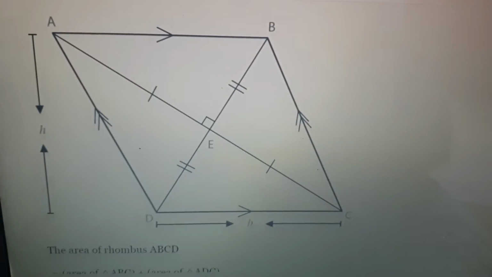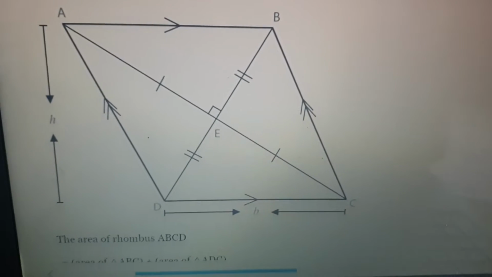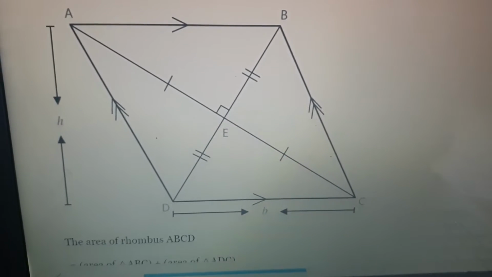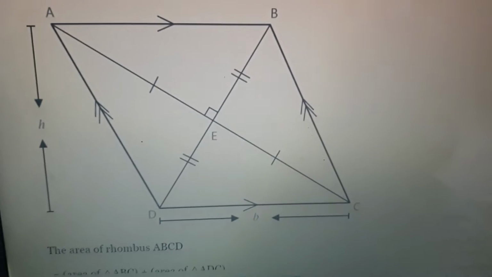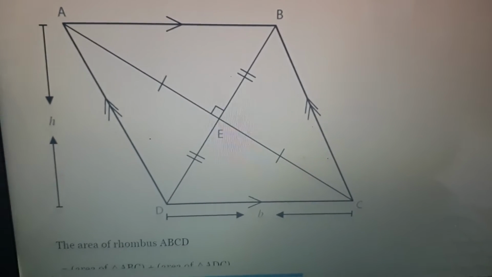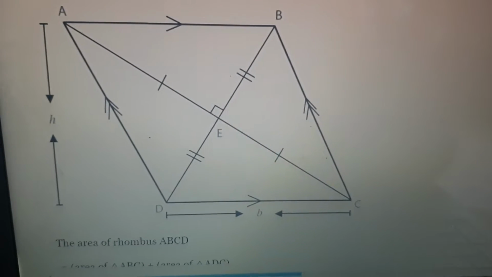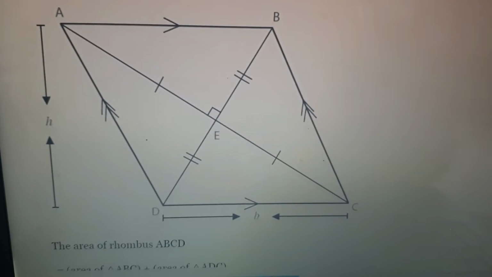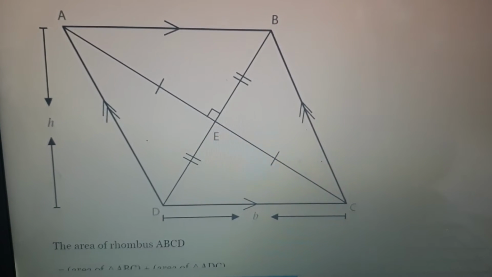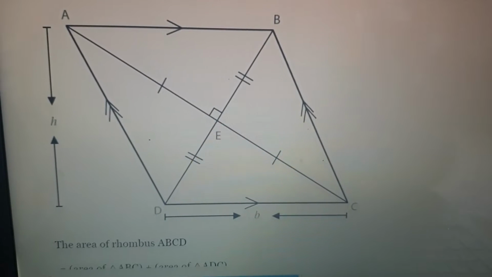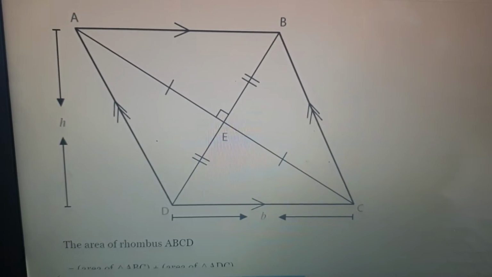So before we take a look at the rhombus, let's quickly revise what we know about area. For a normal rectangle, it's length times breadth. For a square, it's length times length, so length squared. For a triangle, it's half base times height. And for a parallelogram, it is base times height.